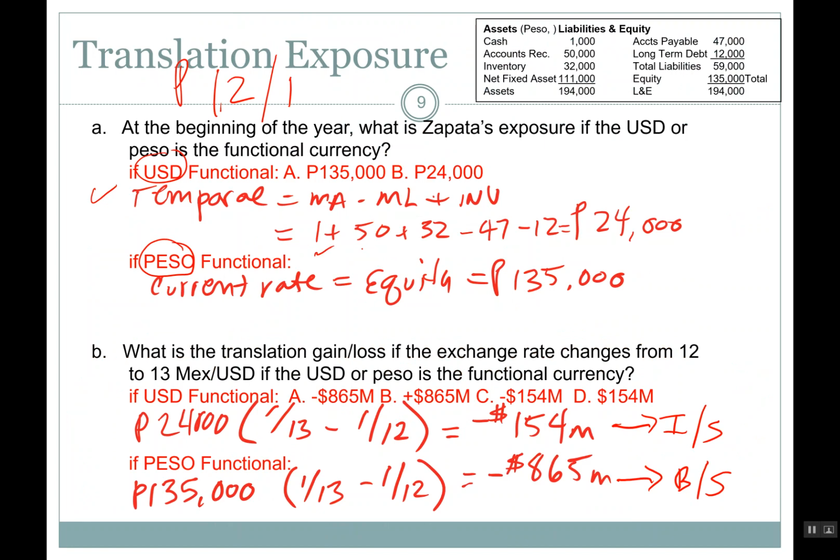So I'll just take cash, receivables, inventory, payables, and long-term debt. So I'm only going to revalue those 5 accounts. Those 5 accounts have a net position of 24,000 pesos. Let me jump down to B. If 24,000 is your net position, and the exchange rate goes from 13 to 12.